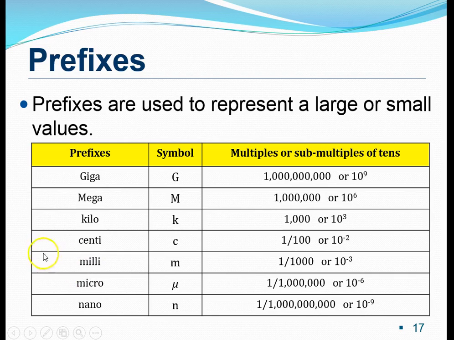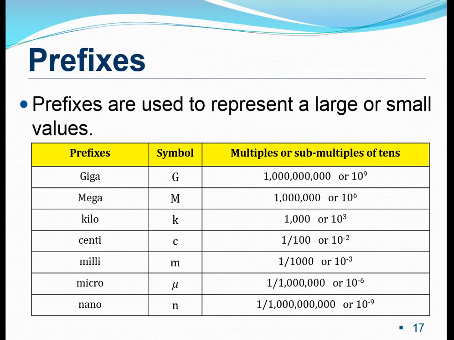There are 7 prefixes that you will need to remember for ordinary level physics, and these range from giga all the way to nano. Each prefix has a symbol, and the symbol for giga, for example, is a capital G. For mega it is capital M. Whether they are capital or small letter matters a lot. So take note that for all these 7 prefixes, their symbols are correctly written with either the capital or the small letter.